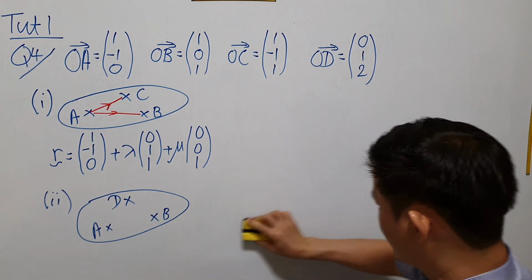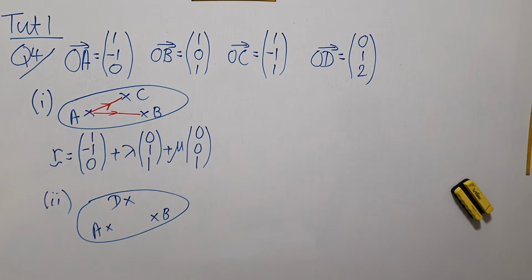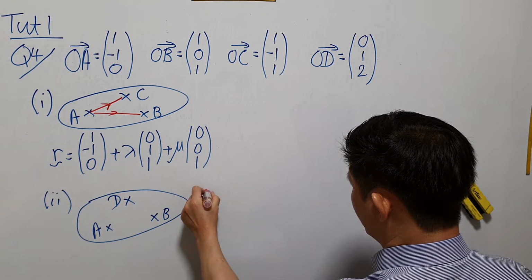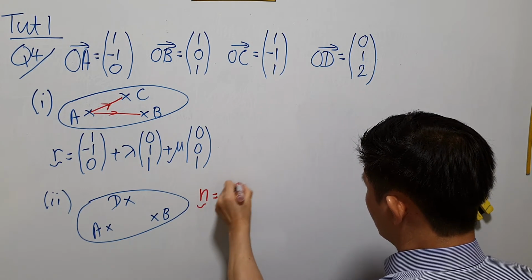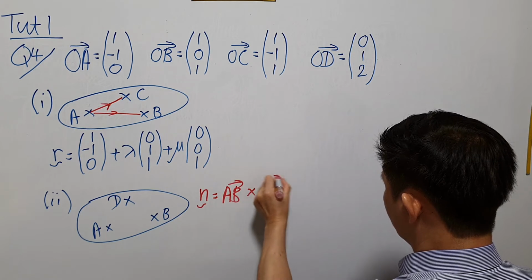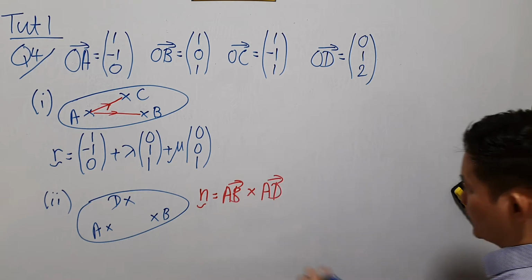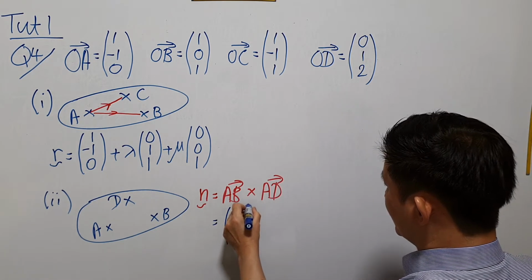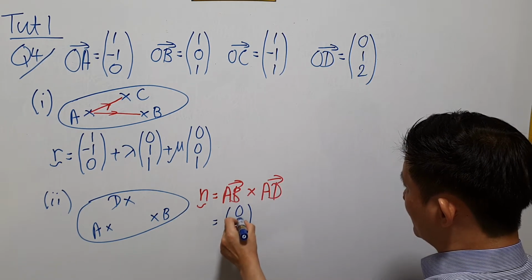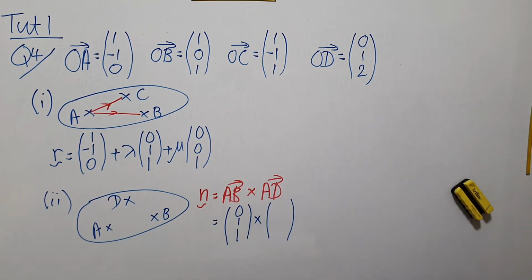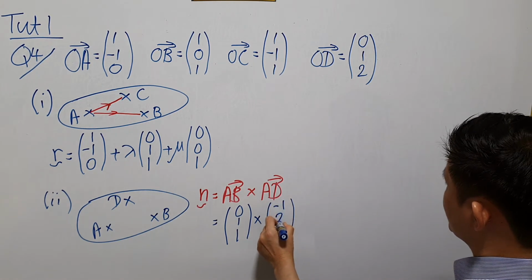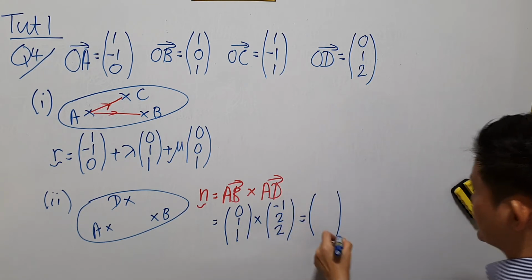cross AD. So maybe I should erase all of them first. I'm going to compute this vector n for part 2, right, by taking AB cross with AD, right? Because AB is parallel to the plane, AD is parallel to the plane, their cross product will result in a vector that is perpendicular to the required plane. So AB, what is AB? AB is OB minus OA, so it's 0, 1, 1. How about AD? AD is OD minus OA, so it's minus 1, 2, 2.